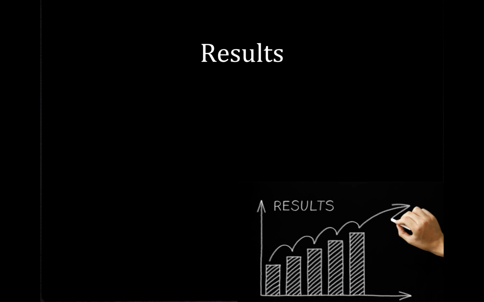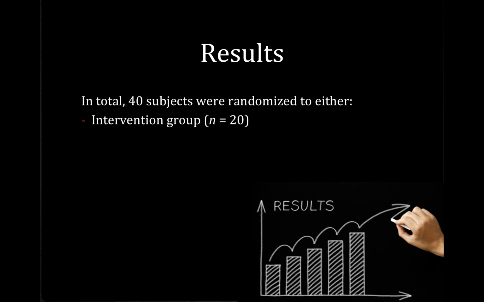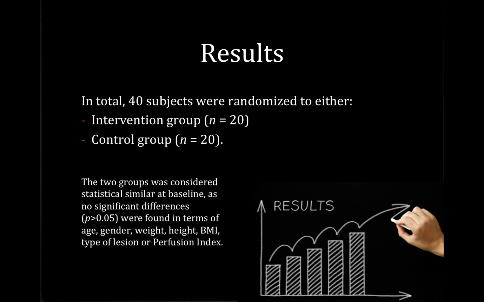The results of this study. In total, 40 subjects were randomized to either intervention group or control group with 20 in each group. The two groups were considered statistically similar at baseline. There were no significant differences found in terms of age, gender, weight, height, body mass index, type of lesion, or perfusion index. This is presented in Table 2.